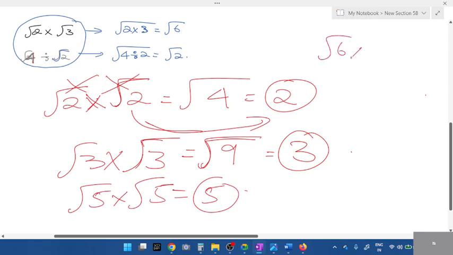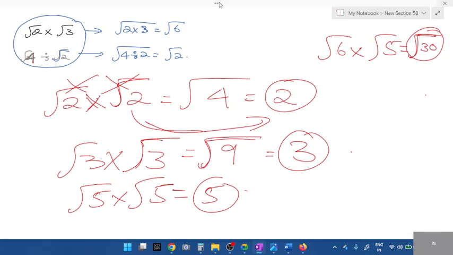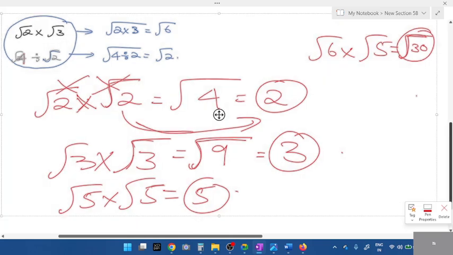But if it is root 5 into root 6, numbers are different. What's the answer? 5 6s are root 30. Root 30 is the answer. And still you have to factorize this, students. I'll explain that tomorrow. Entire root concepts I'll explain tomorrow. All the calculation part, how to simplify and all those things.